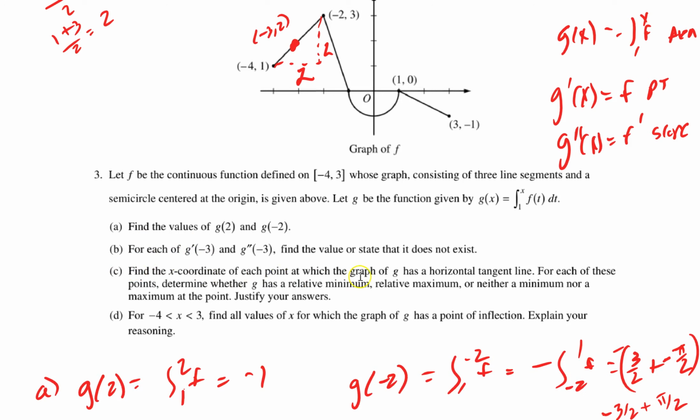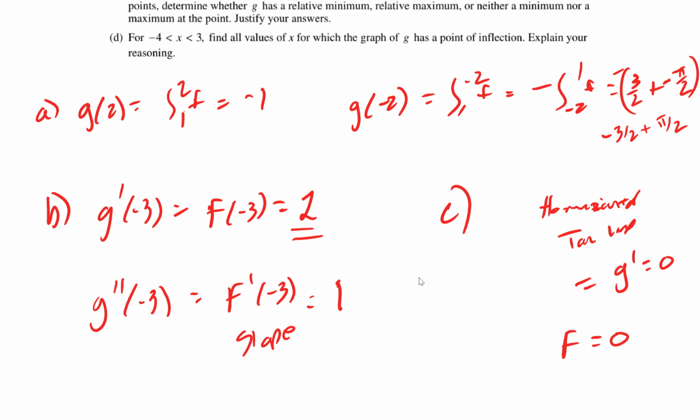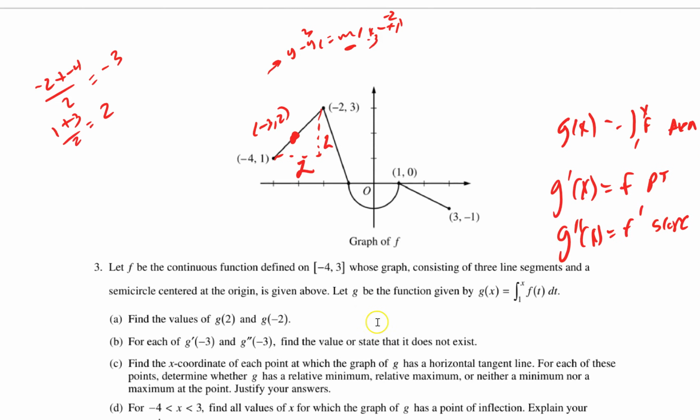C, find the x-coordinate of each point of the graph which has a horizontal tangent line, and determine whether g has a relative min, relative max, or neither. So for C, remember, horizontal tangent line is code for the derivative equals 0. That's what it's code for. Horizontal tangent line is when the derivative equals 0. So now our derivative, look at our decoder, is f. So when does f equal 0? Derivative equals 0 means when does f equal 0, and that happens here and here.